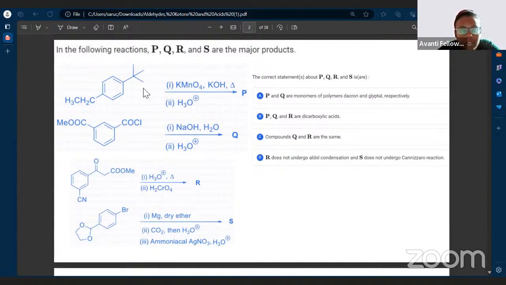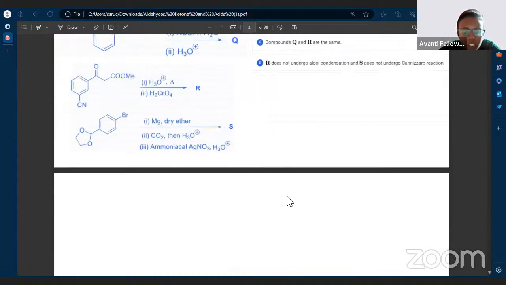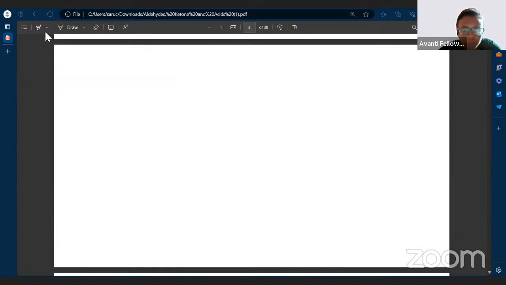Okay. So first, what you have to do is find out the products. We'll solve one by one. Take the first compound. You're going to treat it with KMnO4 in presence of KOH. You heat it, and when you do hydrolysis, you'll get the product P. So first we'll identify each and every product and then we'll come back to the statements. So moving with the product prediction, for the first reaction, try out the product.